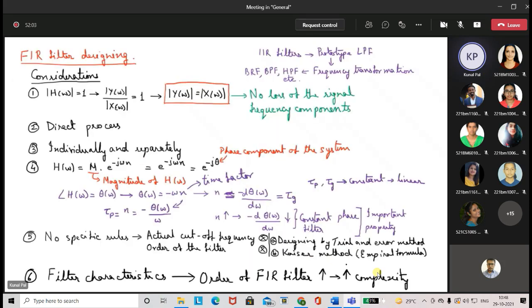Only 5 minutes are left, so I will stop over here. In the next class, we will be starting with the design considerations for the FIR filter.